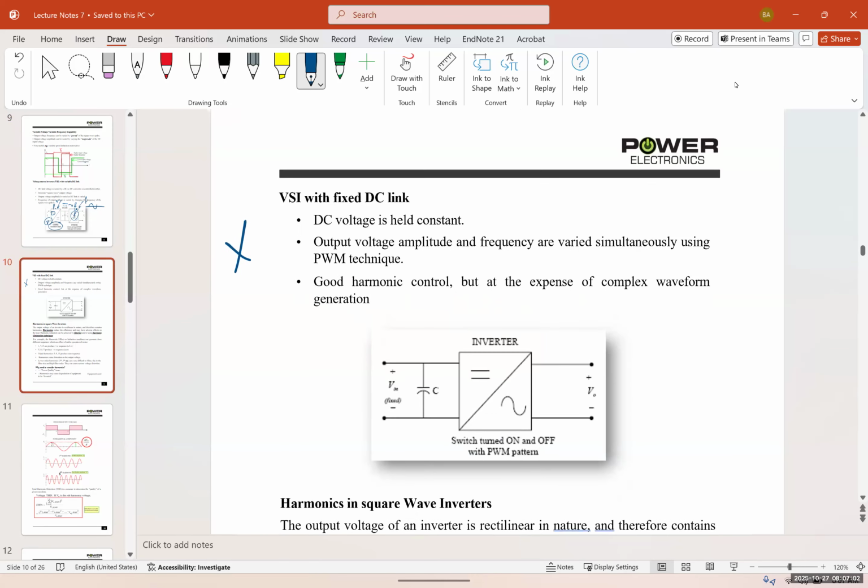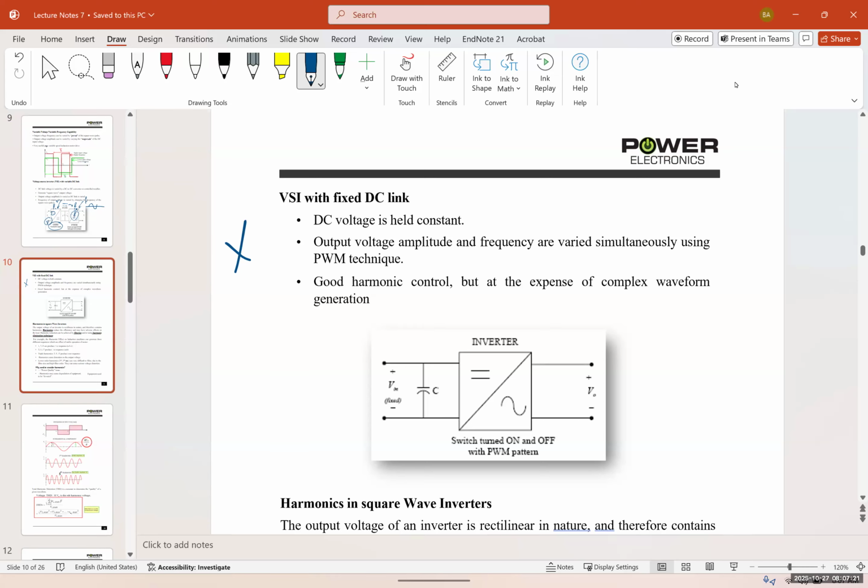Now, in these systems, we may have a problem, but most certainly we have harmonics. Sometimes the harmonics are going to be a problem, and sometimes we don't care about them that much. It depends on what application we want to use these AC signals for.